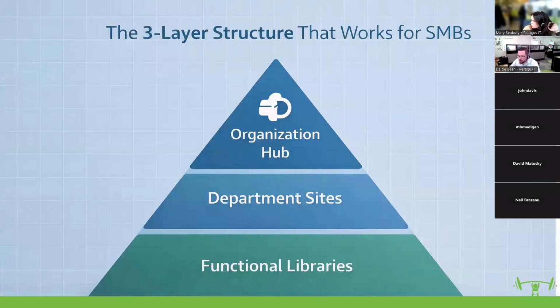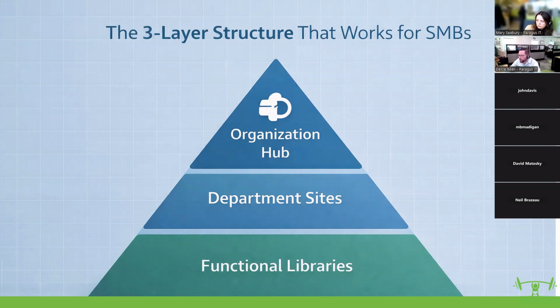So let's look at the three-layer structure that works for most small businesses. For most small businesses, complexity is not the goal, clarity is. A simple three-layer structure tends to work best because it mirrors how the organization actually functions without over-engineering the architecture.